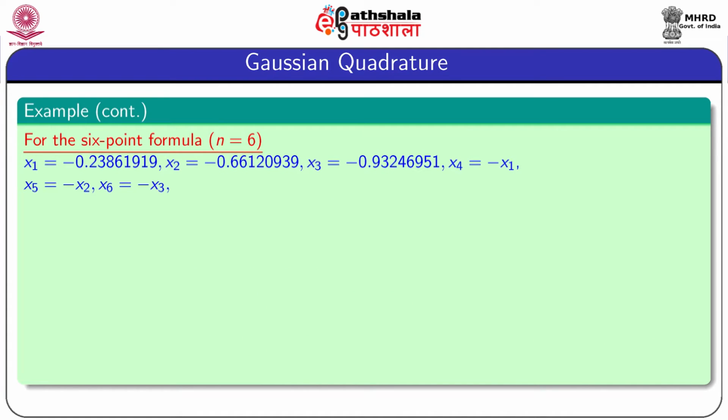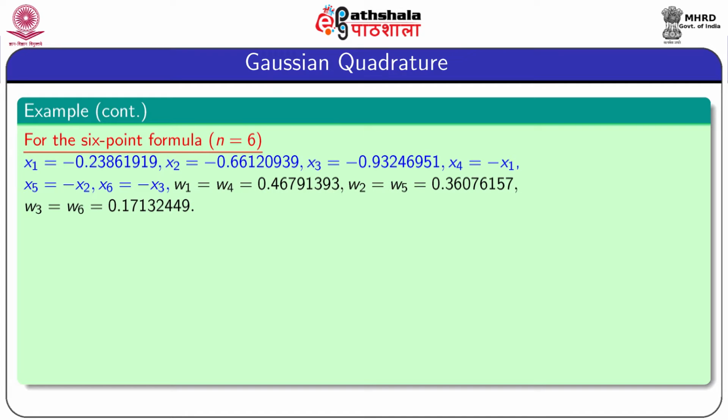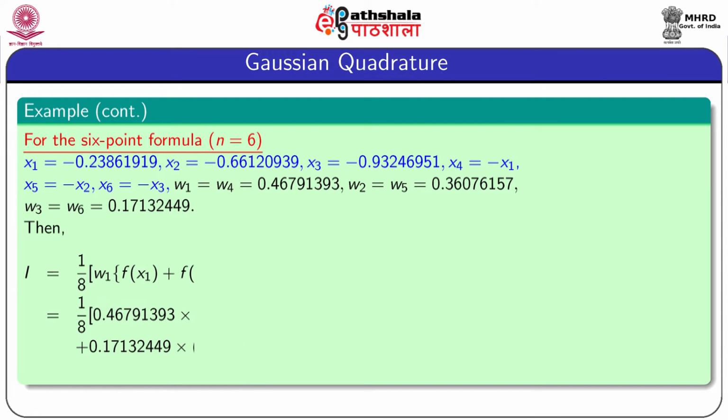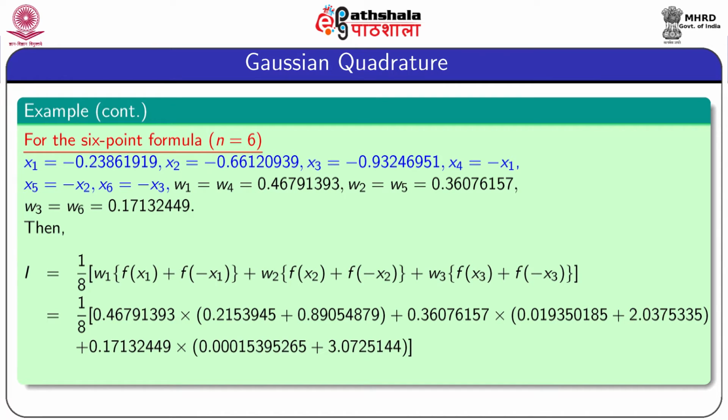Now, when n equal to 6, that means the 6-point formula gives x1, x2, x3, x4, x5 and x6, and these are the values of w's, that means the values of the weights. Then I equal to 1 by 8 w1 into f of x1 plus f of minus x1 plus w2 into f of x2 plus f of minus x2 plus w3 into f of x3 plus f of minus x3. Using the values of w1 to w3 and x1 to x3, we obtain this expression. After simplification, the value of I is 0.22324427. So, this value is obtained by the 6-point Gauss-Legendre quadrature formula.